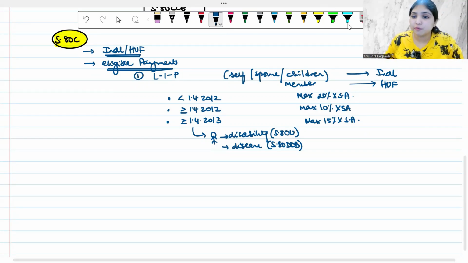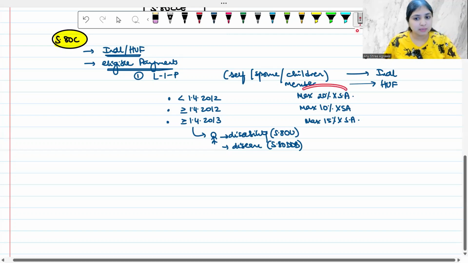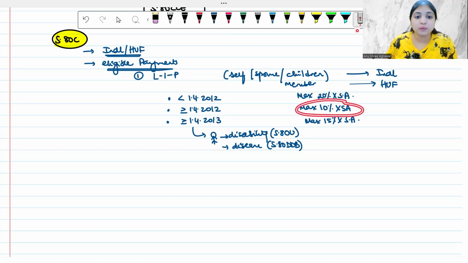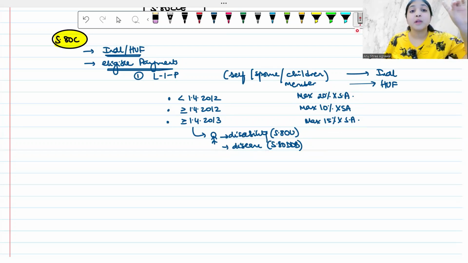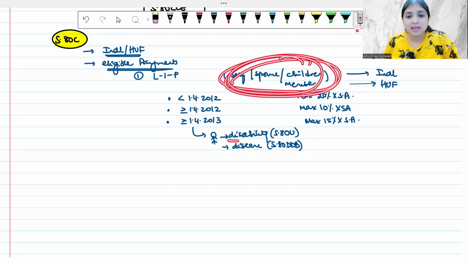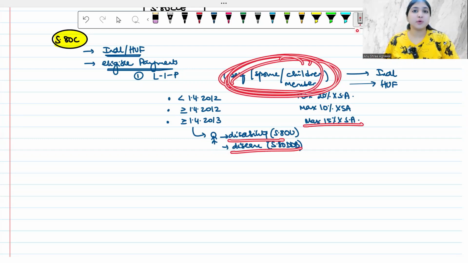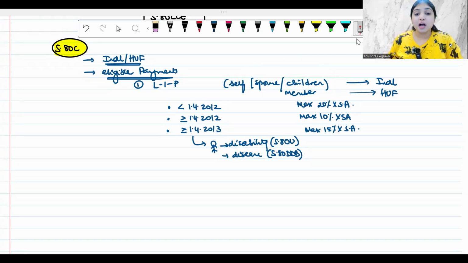If the policy was taken before 1st April 2012, then maximum 20% of sum assured will be allowed. If the policy was taken on or after 1st April 2012, maximum 10% of sum assured will be allowed. And if the policy is taken on or after 1st April 2013 on the life of a person who is either disabled under Section 80U or is suffering from a disease mentioned in Section 80DDB, then maximum 15% of sum assured is allowed. Point to be noted, for this 1st April 2013, I am not saying that the assessee has to be disabled. I am saying we'll see on whose life the policy is taken. If that person happens to be disabled or is suffering from a disease, then the limit is going to be 15% of sum assured. So this was our first discussion under Section 80C, which is life insurance premium.